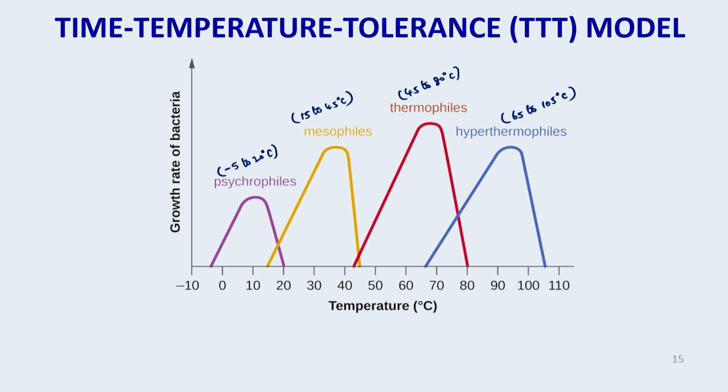If you compare the thermophile and the hyperthermophile with psychrophile and mesophile, these bacteria grow when the temperature is quite hot, like 45 to 80, and in this case 65 to very hot. Whereas psychrophile microorganisms grow in a colder environment, and mesophile is in the moderate temperature, neither too cold nor too hot.